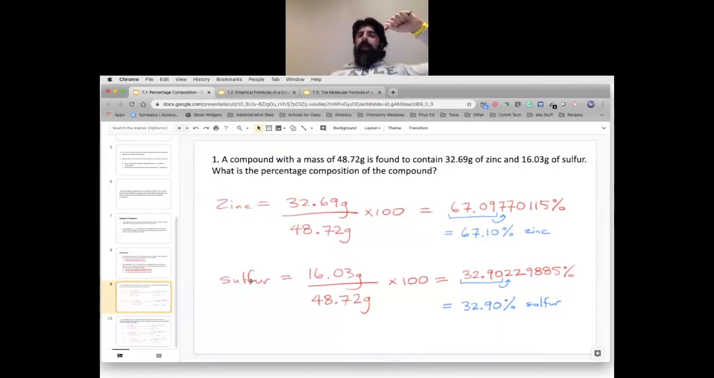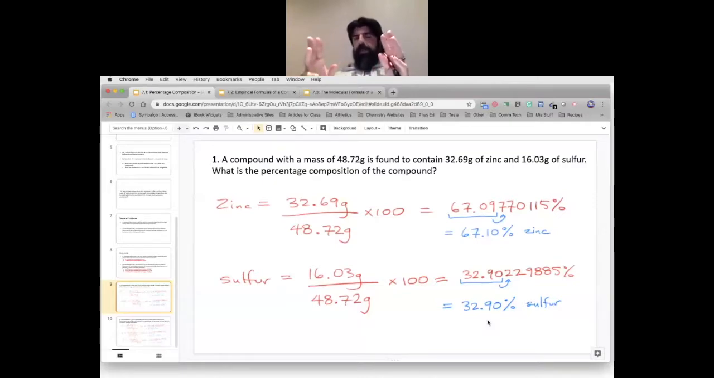Because there are 2 atoms in this overall compound, if I find one, the overall percentage of the 2 would be 100%. So instead of doing the math here, as I did for zinc, why don't I just take 100 and subtract 67.10 from 100 to give me the percent composition of sulfur.